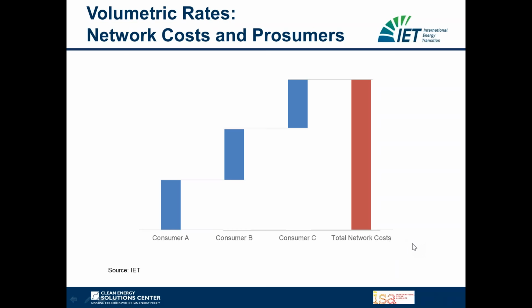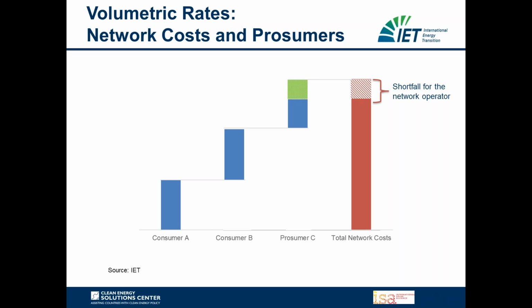Now let's assume that consumer C actually becomes a prosumer. So he puts up a solar PV roof system and starts to self-generate electricity. And then, of course, he will no longer contribute as much as before to the total network cost, because he is saving some of his electricity consumption. And since he is only repaying the total network cost with volumetric rates, he can actually decrease these costs.